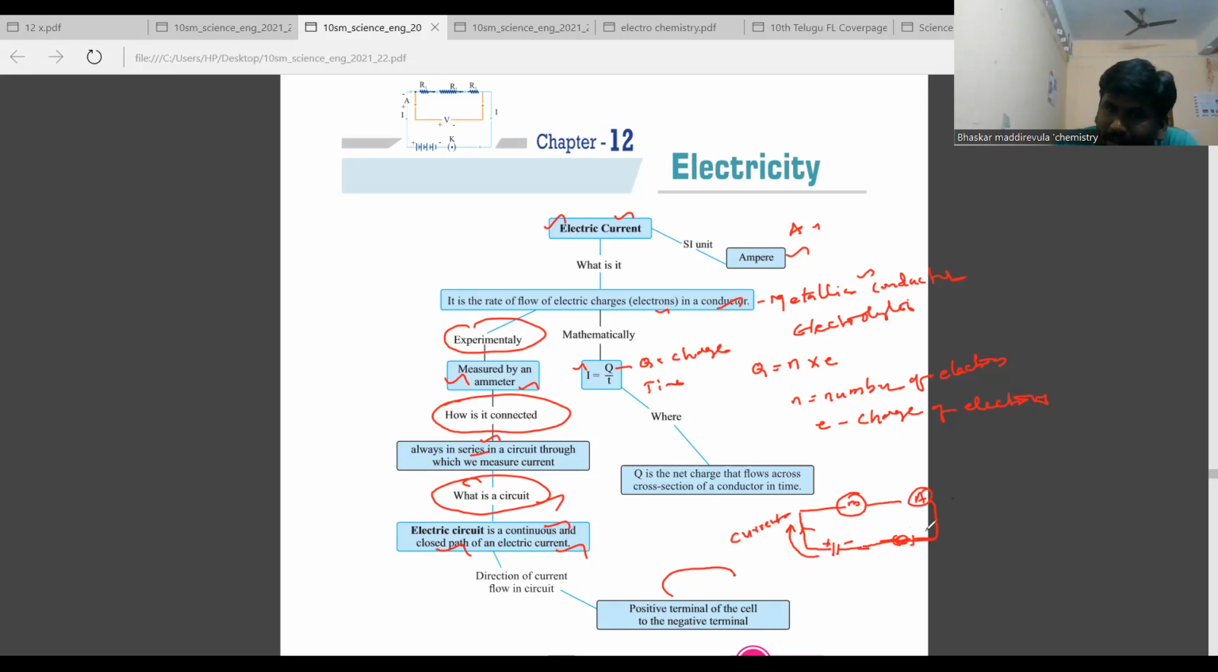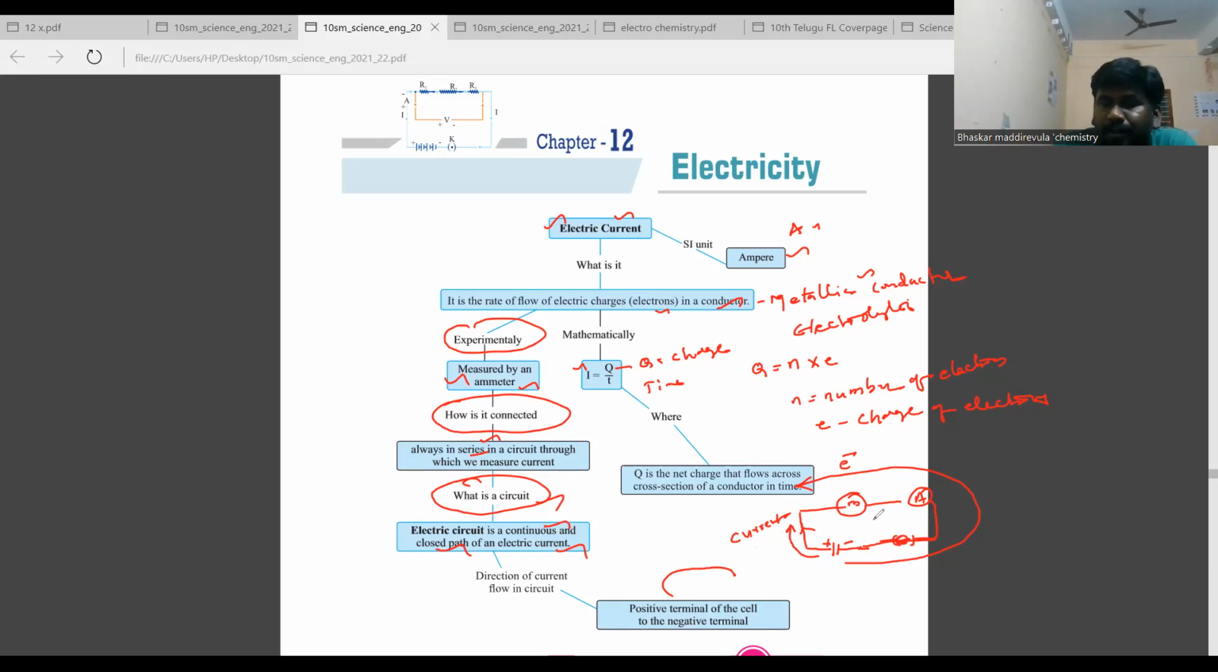Okay, and what is the direction of electron? Electrons will always travel in the opposite direction of the current. So that we have to keep in mind. In an electric circuit, the current always flows from the positive terminal to the negative terminal of the cell.